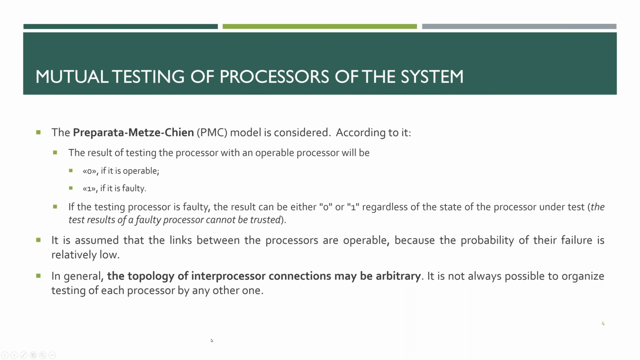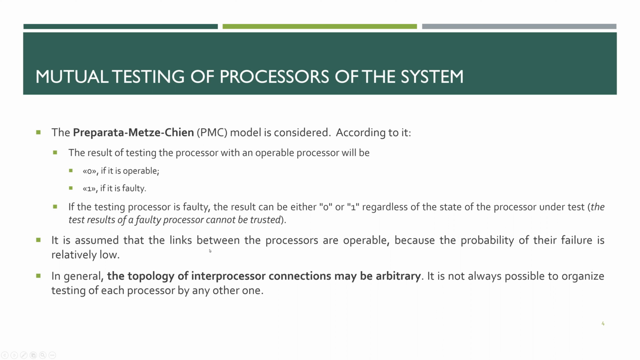We assume that the testing is conducted according to the Preparata-Metze-Chien model. According to this model, the result of testing of a processor by an operable processor will be 0 if the processor is operable, and it will be 1 if the processor is faulty. However, on the other side, if the testing processor is faulty, the result can be either 0 or 1, regardless of the state of the processor under test. So the test results of a faulty processor cannot be trusted.